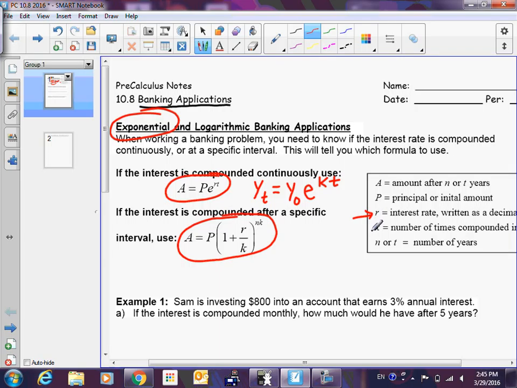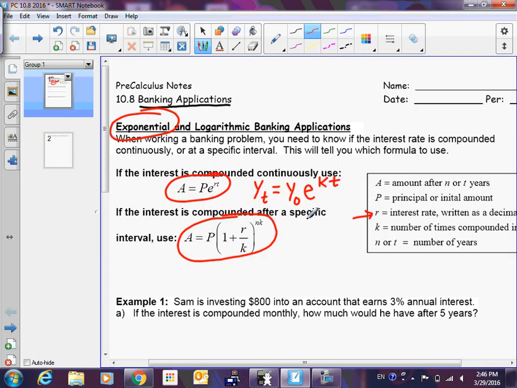So in the half-life problems, we had to find K. In banking problems, we're either going to be given the interest rate or that's what we're trying to find. So there's actually less work in the banking problems. We write it as a decimal. We're going to see that in a minute here. 3% annual interest does not mean R is 3. It's going to be the decimal version of that percent. T is time as always.